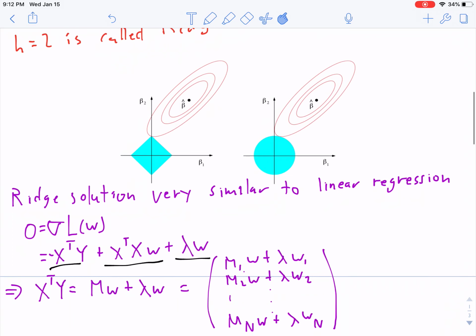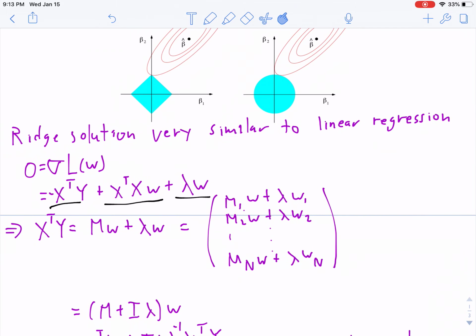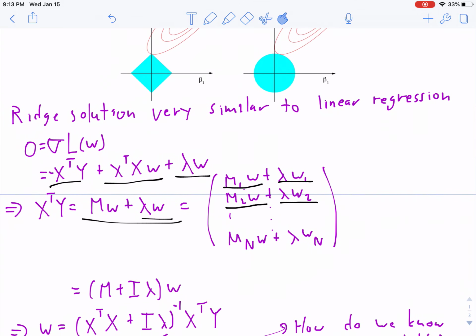Cool, so we're just going to rewrite this, moving the X^T y to the other side, and writing X^T X as M, just a little bit more convenient notation. If you see where I'm going, you can skip to that step, but I'm showing how I do this matrix simplification. Then we notice that on the right side, this ends up being a vector, so we can write out each of the terms. The first entry is the first row of M times w plus lambda w1. Then the dot product of the second row of M and w plus lambda times w2, all the way down.